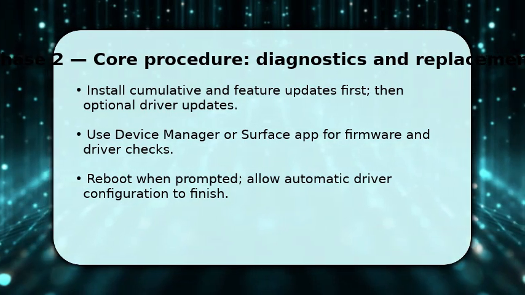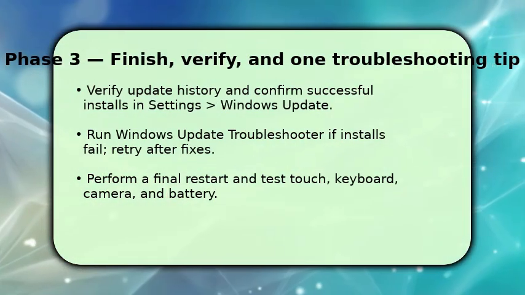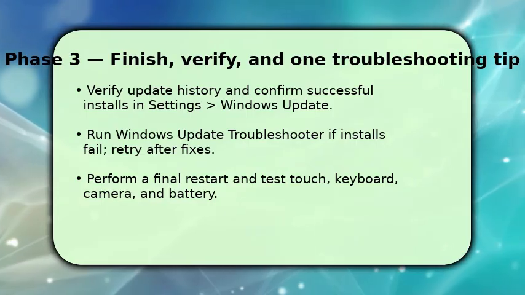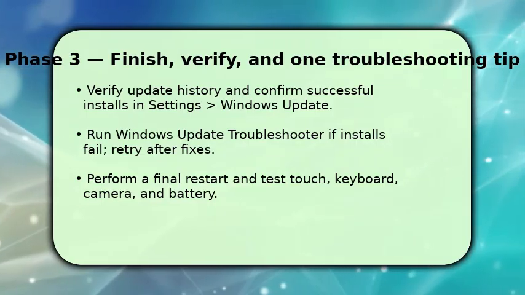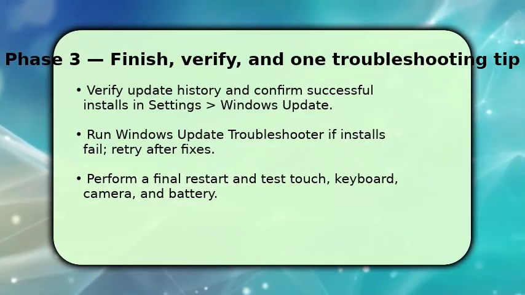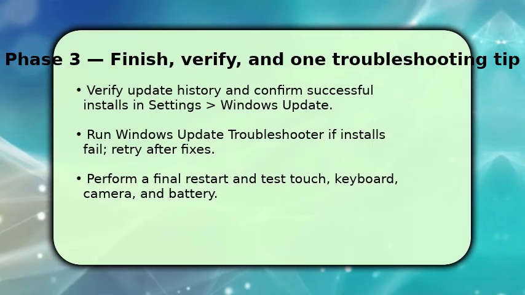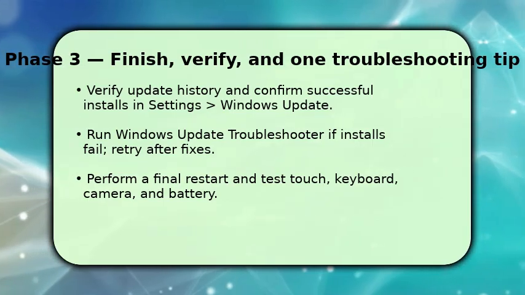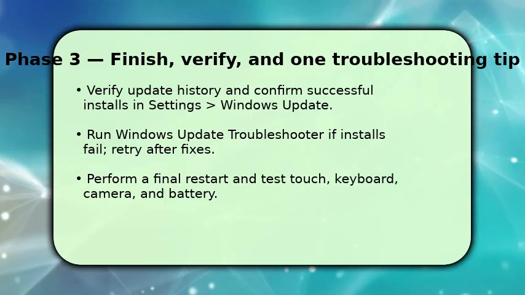After the system restarts, verify the update history in settings to confirm success and check for any remaining pending items. If an update failed, run the Windows Update troubleshooter and address its suggestions. Often clearing cache or retrying resolves transient errors.